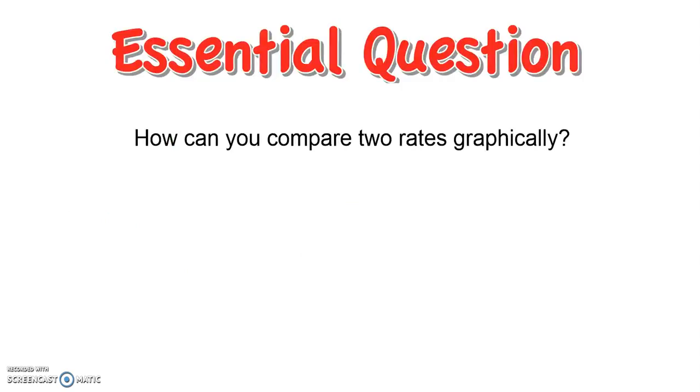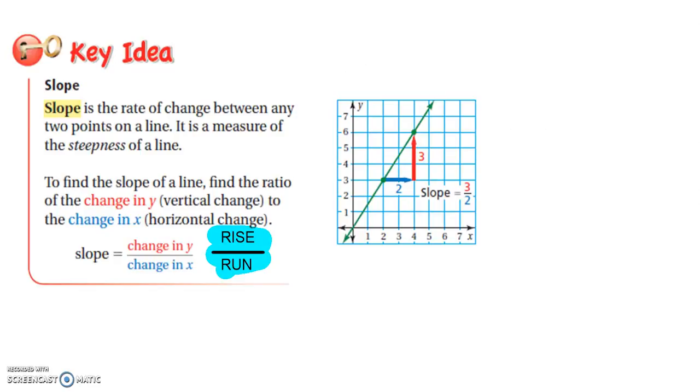Okay, the essential question. How can you compare 2 rates graphically? Okay, and here are some really important notes that you need to write down. Slope is the rate of change between any 2 points on a line. It is a measure of the steepness of a line, okay? And then to find the slope of a line, find the ratio of the change in y, the vertical change, to the change in x, the horizontal change.